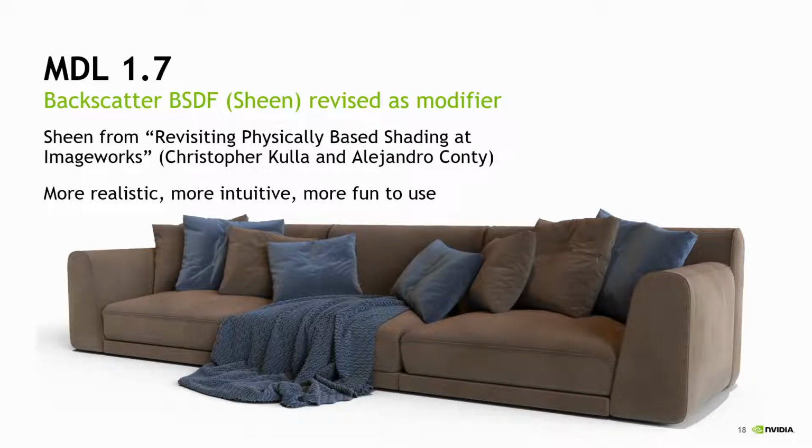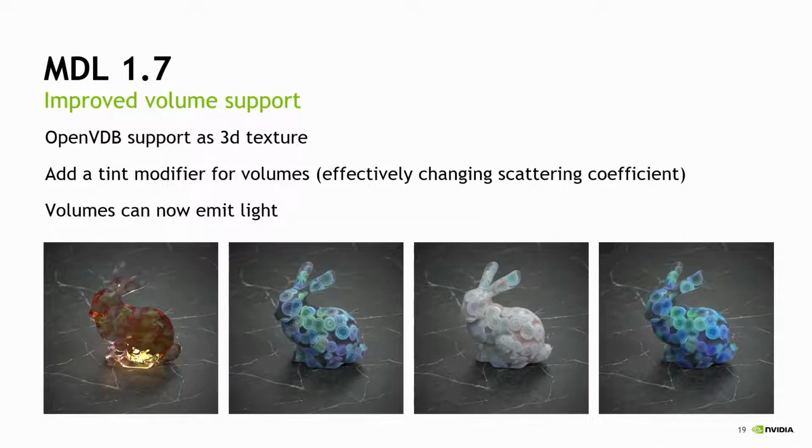We currently released the MDL version 1.7 just at GTC. This has several additions. One is, for example, a new sheen modifier that you can put on top of any other BSDF. This allows very nice fabric materials, for example. We greatly improved support for volumes. So we have now support for OpenVDB as a 3D texture. We added a tint modifier for volumes, and volumes can now emit light.